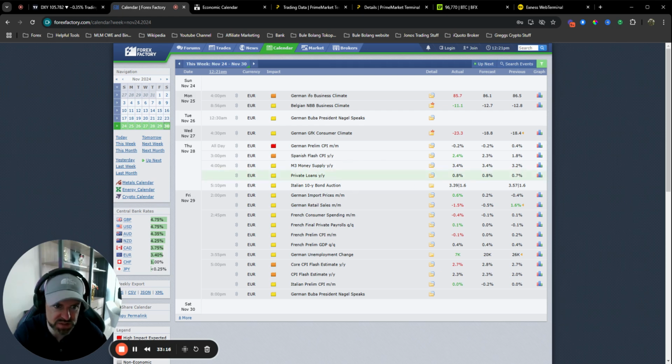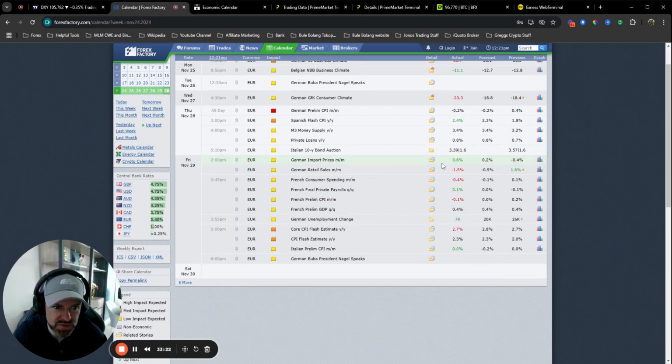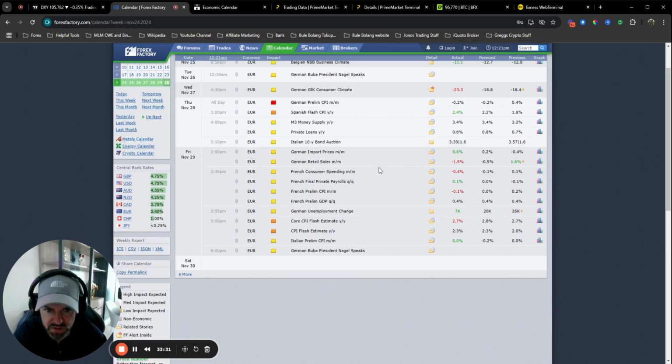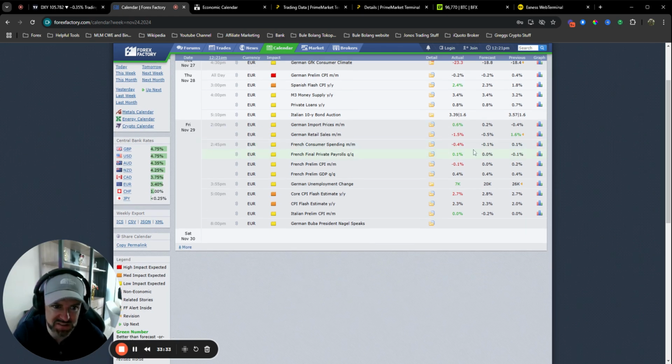Private loans increased slightly. Money supply year on year increased slightly, so those are positives. Import prices month on month. Okay, so when it's only month on month, it just gives you the initial effect. We really want to see quarter on quarter, year on year, right? French consumer spending is massively down. Final private payrolls is up slightly, but weak. French prelim CPI month on month is down. French GDP is the same, hasn't moved.